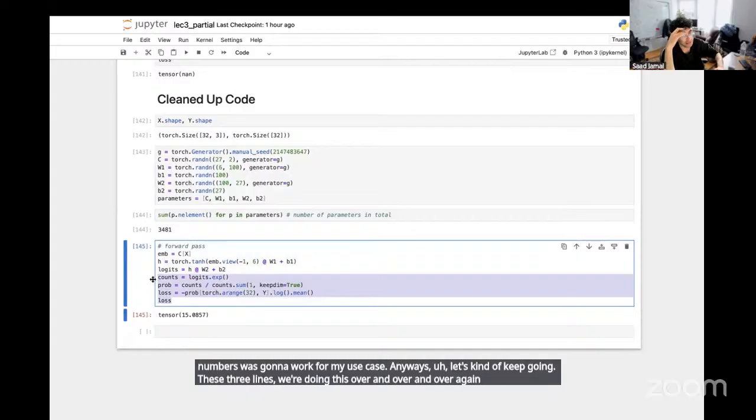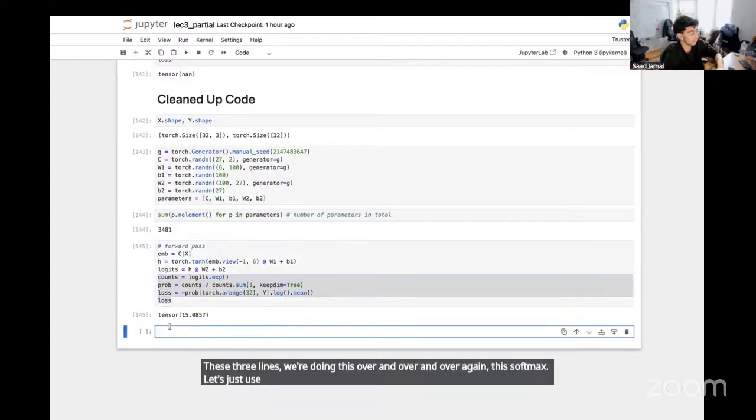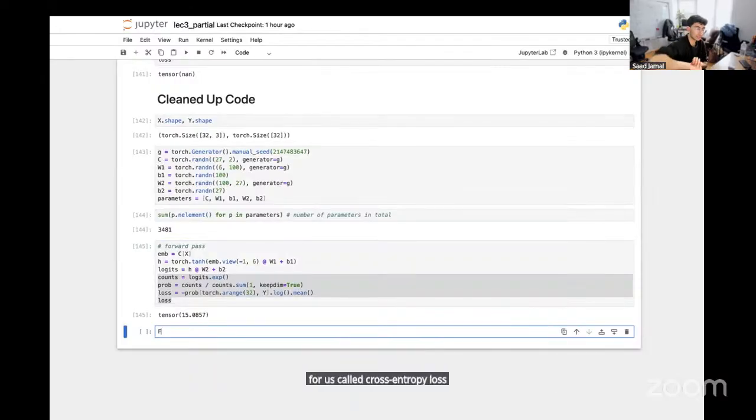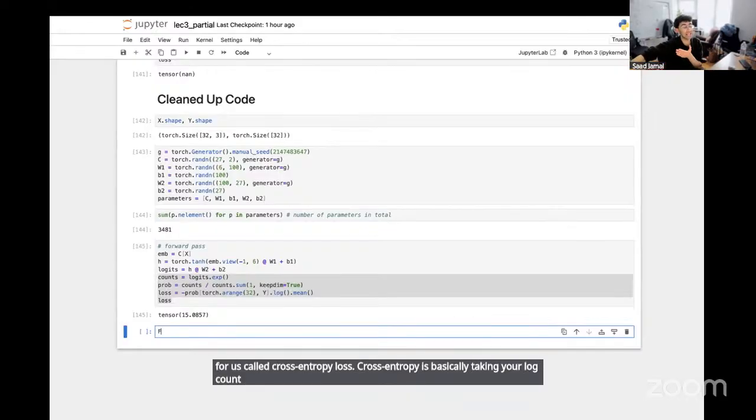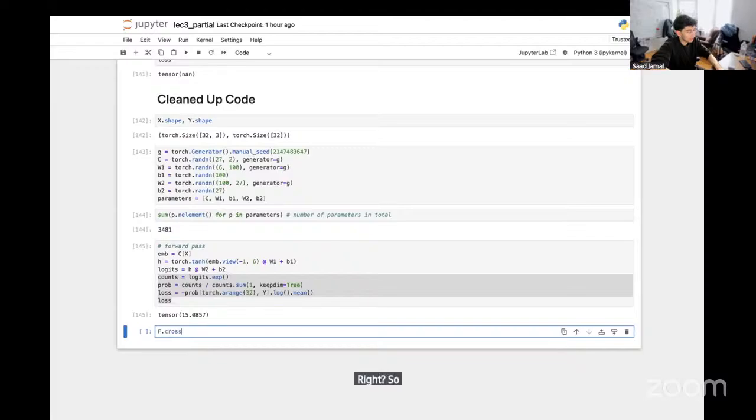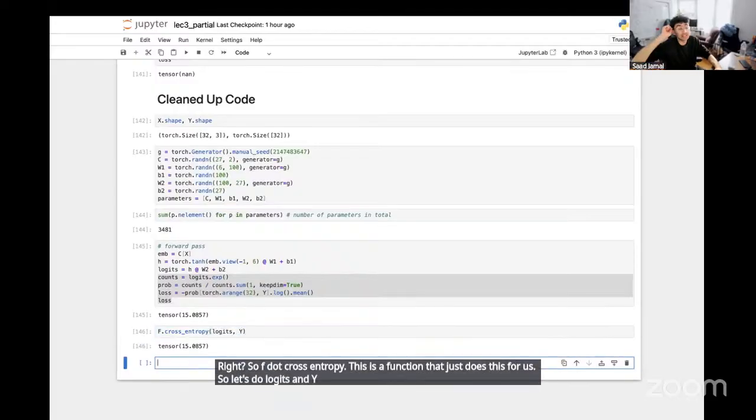This softmax, let's just use a function in PyTorch that does this for us called cross entropy loss. Cross entropy is basically taking your logits and immediately calculating your loss, right? Right now, what we do is we take our logits, we turn them into softmax to get probabilities. We go from our probabilities to likelihood, and then finally we get our loss, right? So F.cross_entropy is a function that just does this for us. So let's do logits and y. You can see we get the exact same answer.